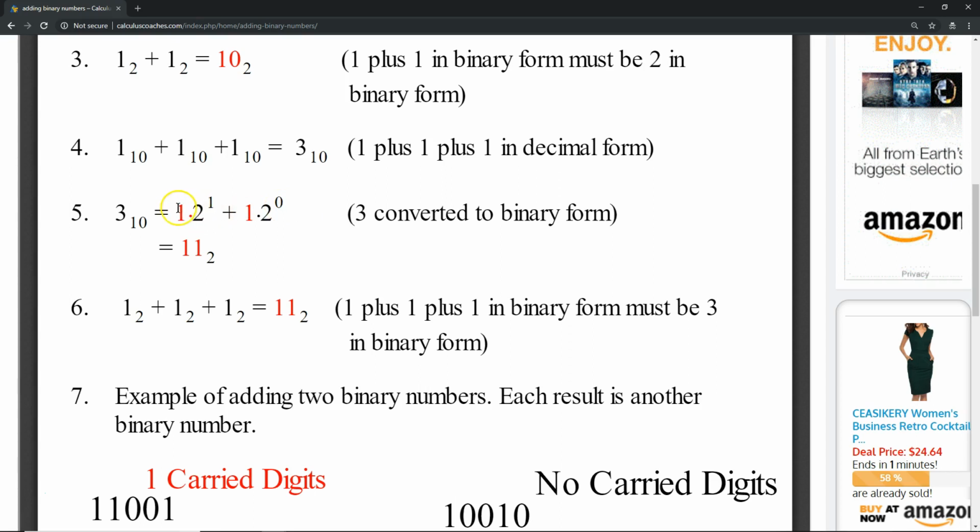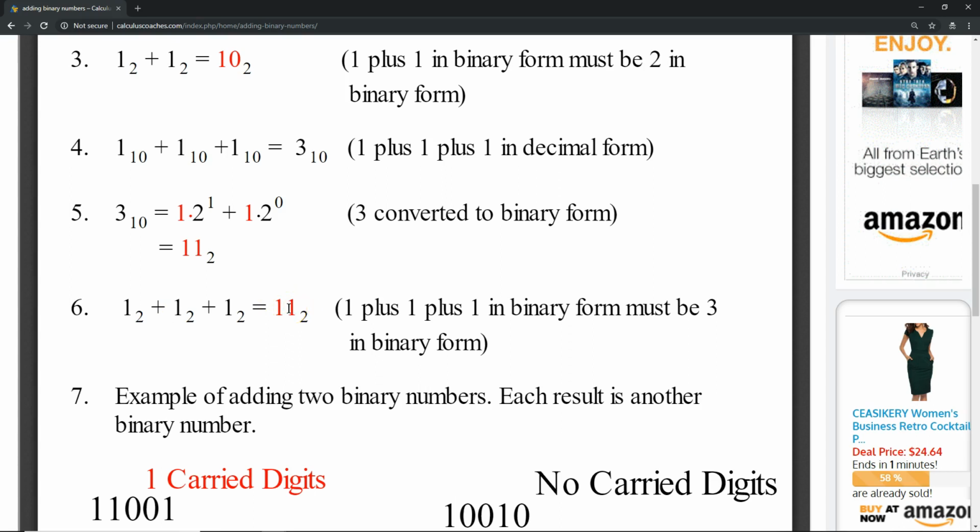So then you read off the digits. The 1 in front of the 2 to the first goes over here. The 1 in front of the 2 to the 0 goes over here. And that's telling you that 3 base 10 converts into 11 in base 2. Down below, therefore, you can say that 1 base 2 plus 1 base 2 plus 1 base 2 must be equal to 11 base 2. Remember, on the left side here, you have 3 ones being added together in binary form. The binary form of the number 3 is 11. That's what that's telling you.